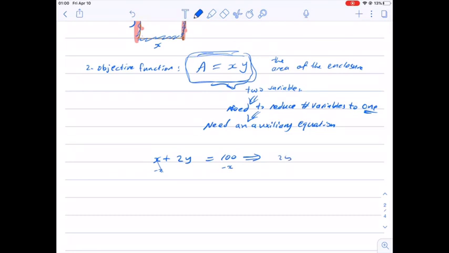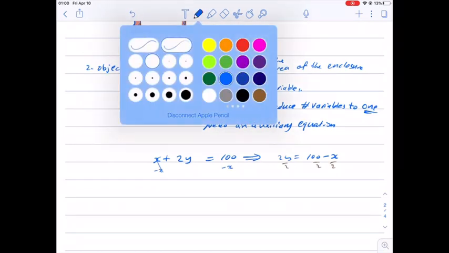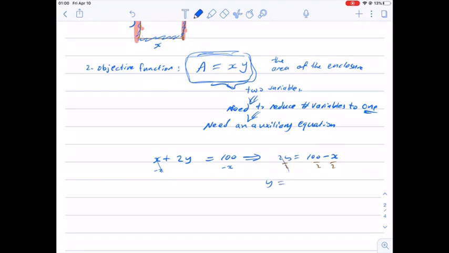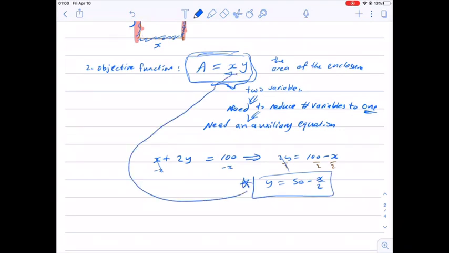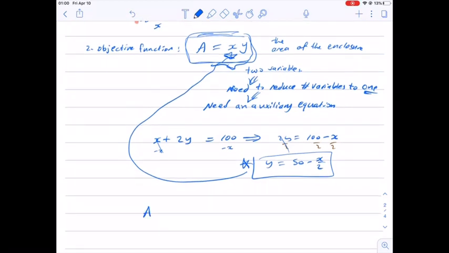So we subtract x from both sides. We get 2y equals 100 minus x, and then we divide both sides by 2. So we get y equals 50 minus x over 2, or 1/2 x. So this is the auxiliary equation. We substitute it here to write the function A in terms of one variable x. So this is x times y, but y is 50 minus 1/2 x. Those are equivalent. You can write x over 2 or 1/2 x. Those are the same thing.